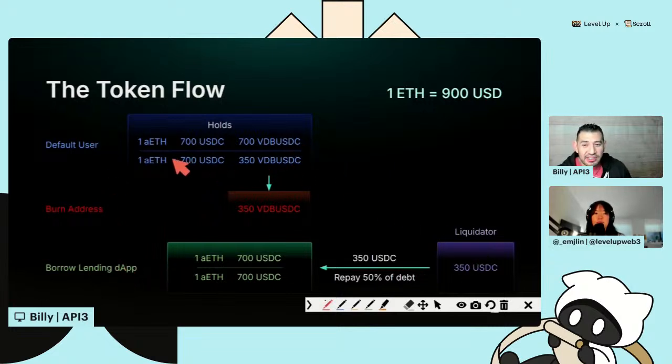Next transaction: I have this interest earning ETH, and I still have $700 USDC in my pocket. I also have this $700 variable debt USDC. I borrowed it, so I have to pay debt on it. I'm going to come back to this. The borrow lending dApp still holds all the assets currently. And me as the liquidator sees that the ETH value is now $900. I want to pay back this $350 USDC. I'm paying 50% of the debt.